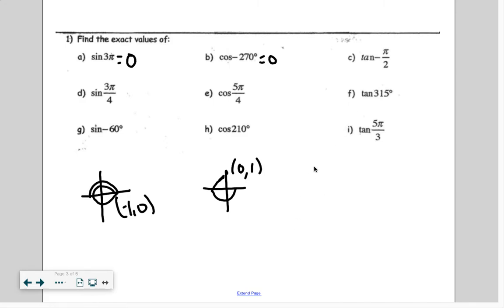Tan of negative pi over 2. Pi over 2 is 90 degrees. Negative pi over 2 is negative 90 degrees, so it's going to wind up right here. And remember, tangent is basically the slope. So think about the slope of this line. The coordinate is 0, negative 1, and tangent is y over x, negative 1 over 0, which is undefined, but the slope is also undefined. So you can always revert back to what tangent is finding, and it's finding the slope. So tangent is undefined.